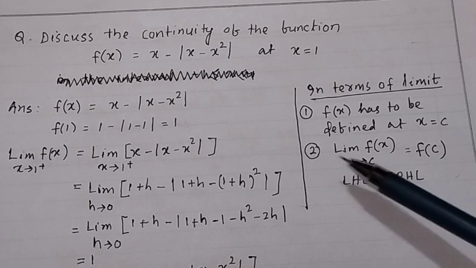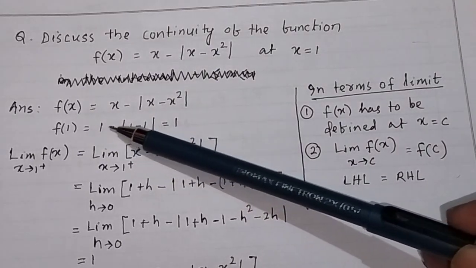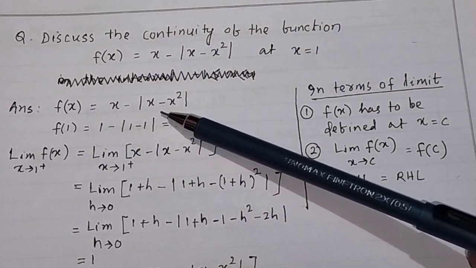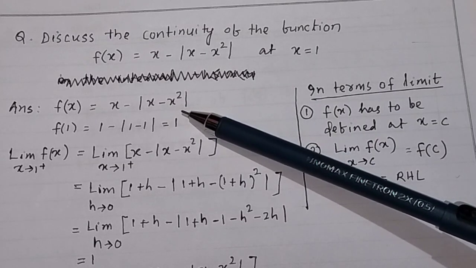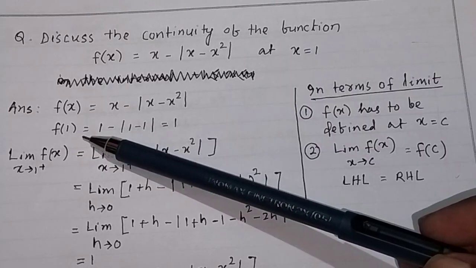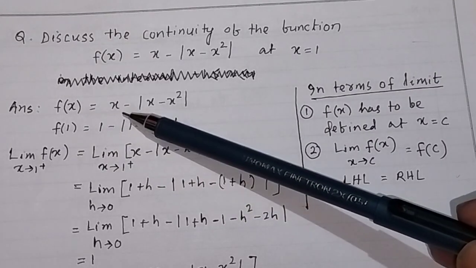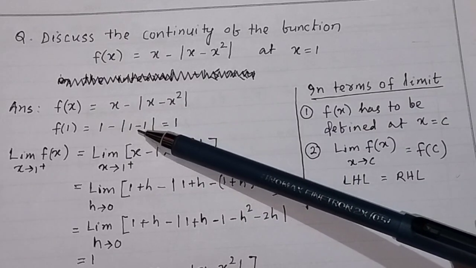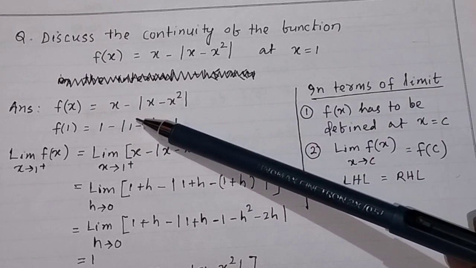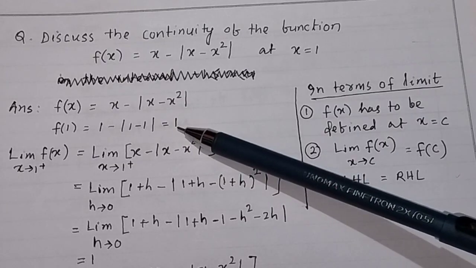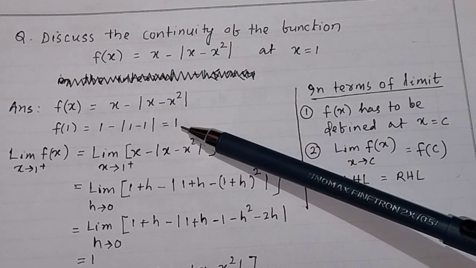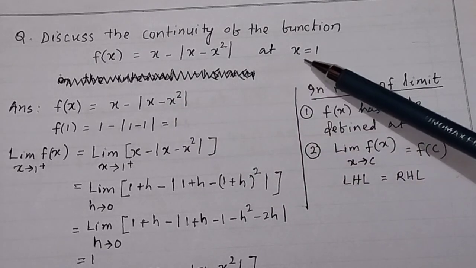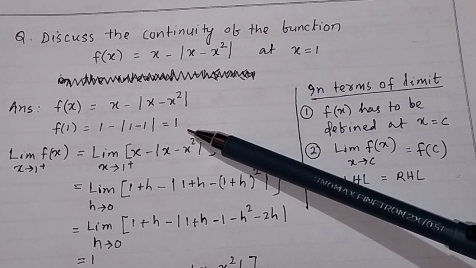Now let us see whether the function f(x) = x - |x| - x² will be defined at x = 1. So you put the value of x = 1, then the value of the function will be equal to 1 - |1 - 1|, and this will be equal to 0. So the value of the function at x = 1 is equal to 1.